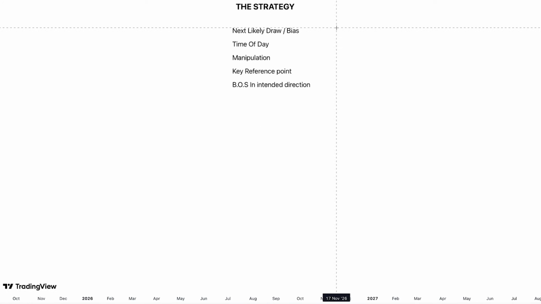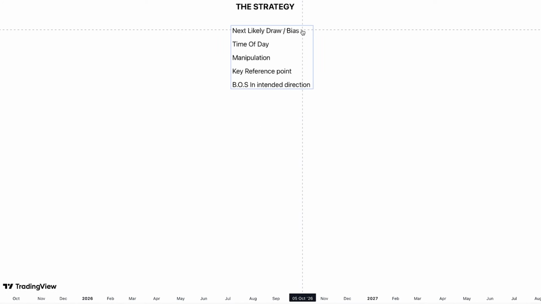All right, so for the market structure strategy, this is what you need. You're going to need an understanding of the next likely draw or the bias, because that's the building framework for us to frame a narrative around, and to know which side of the market we should be working on and which side we should be expecting market structures to hold. There is a way to do this without needing draw or bias, but I'm always going to push you guys to understand draw or bias, because it's going to help you understand what you're doing that much more.